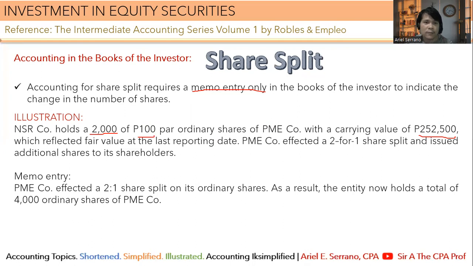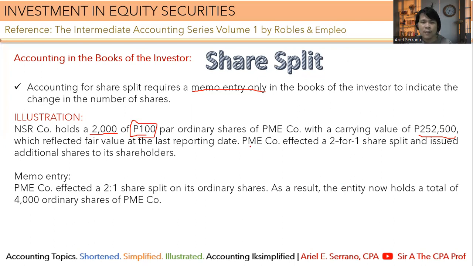Ito pong 100 peso par value, relevant po ito in the books of the investee or yung ating issuing company. Kasi yung kanyang ordinary share capital should be recorded at the par value. And any difference in the par value versus the issue price ay kino-consider natin as share premium. Pero dito, syempre pag bumili ka, debit lang naman ito investment in equity securities measured at fair value, for this amount, and credit to cash.